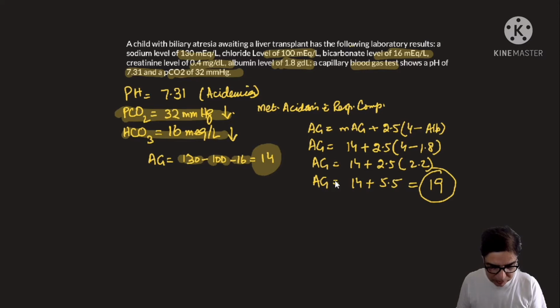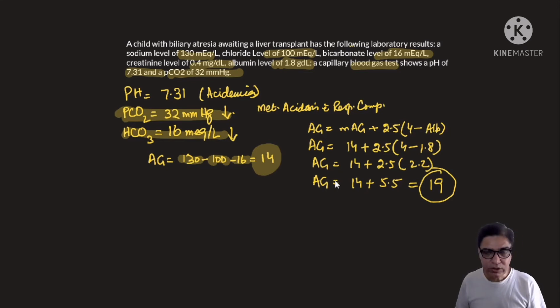But then look at the carbon dioxide level. The carbon dioxide level has also gone down. The normal levels are 35 to 45. Here it is 32. So the body is trying to compensate this metabolic acidotic state by blowing off carbon dioxide, removing carbon dioxide, bringing the carbon dioxide levels low, just to bring the pH close back to the normal. So you can see that this is a metabolic acidosis with respiratory compensation.